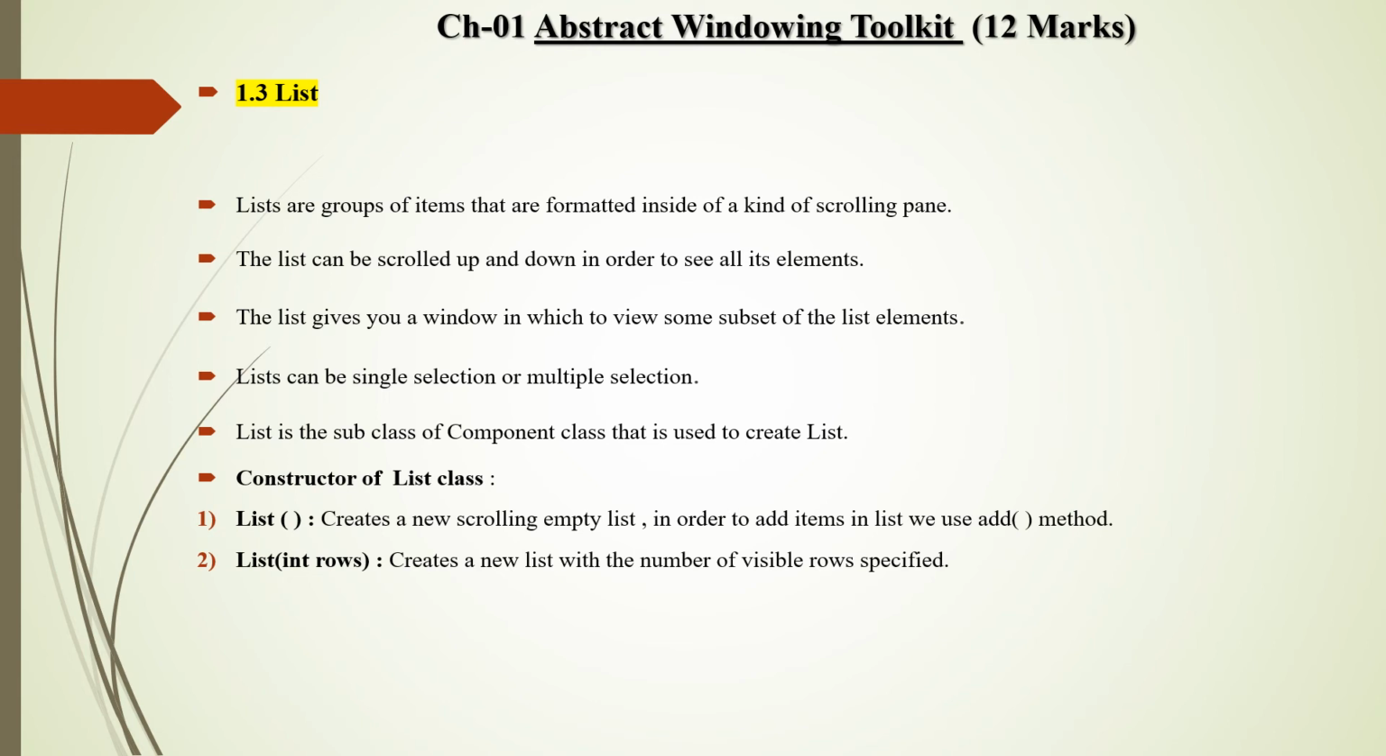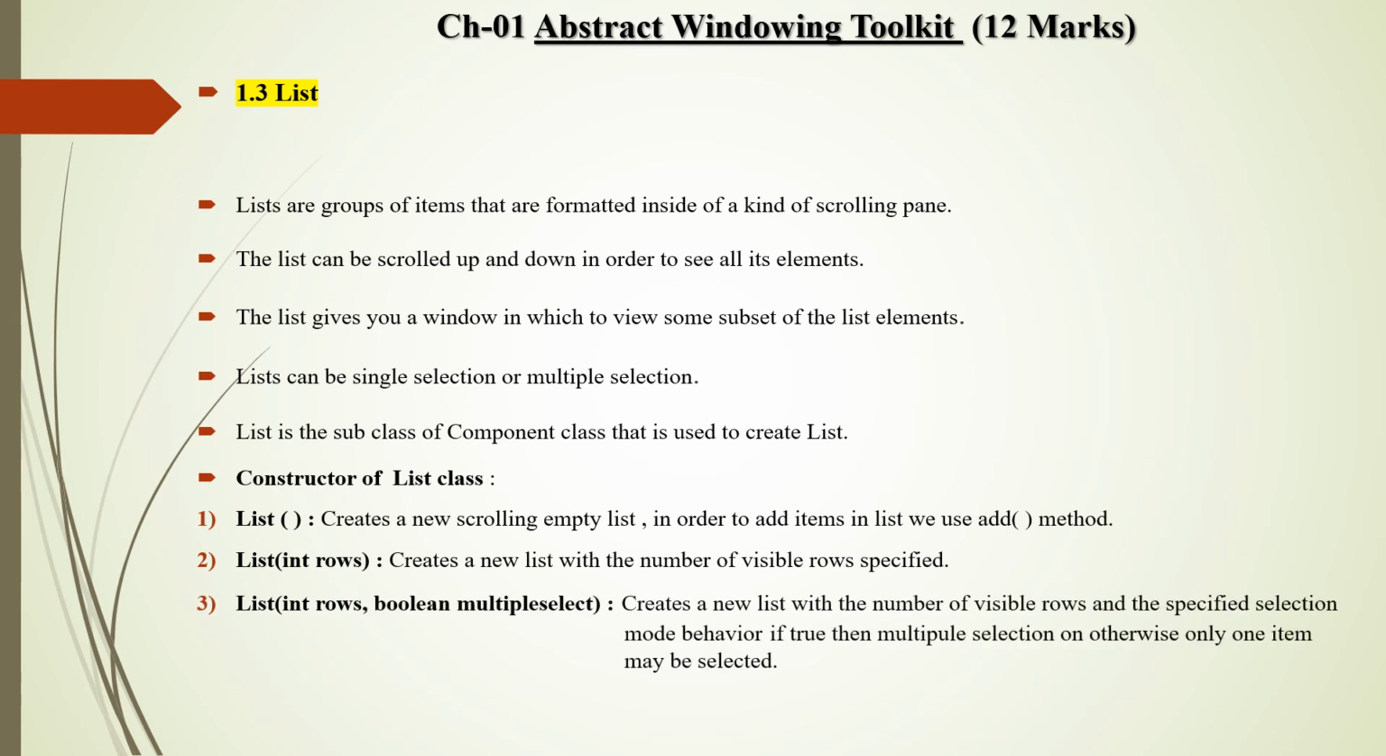The second constructor, List, has one parameter, integer rows. It creates a new list with the number of visible rows specified. So if you pass an integer value to this constructor, that many rows are visible with the list.